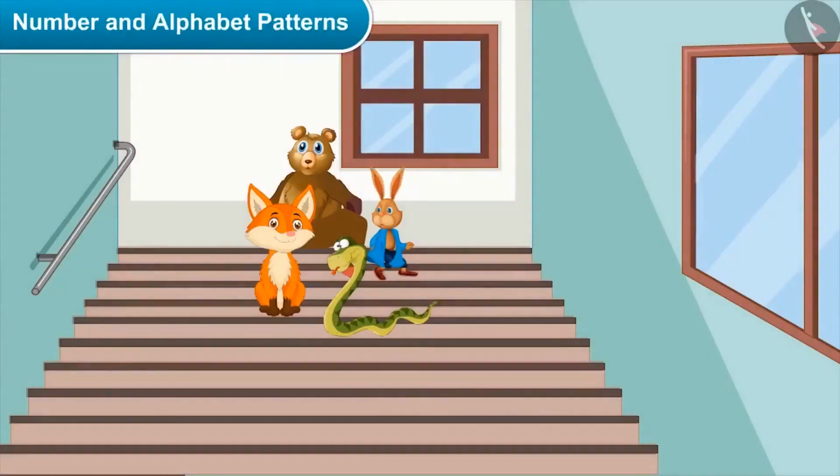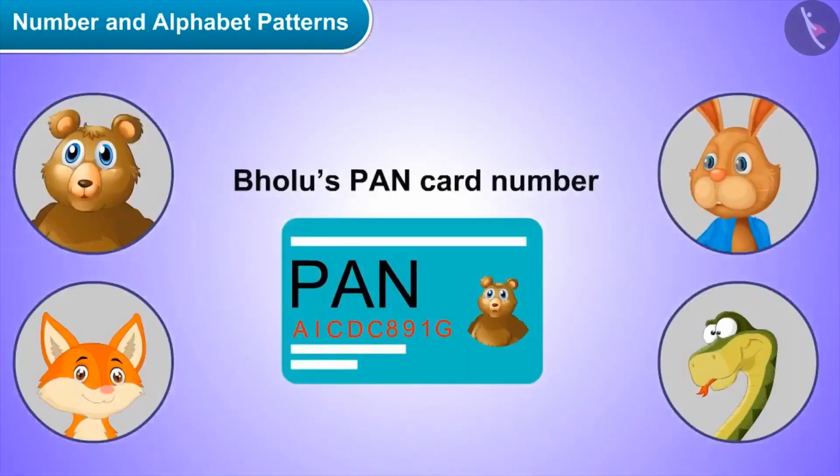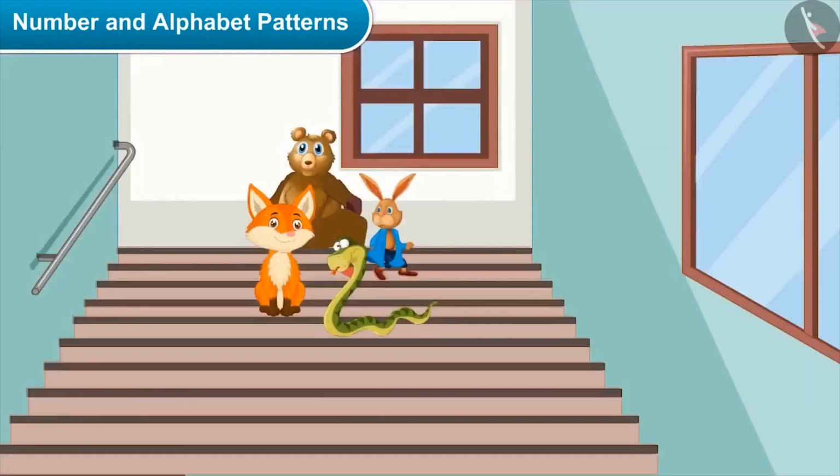Today, while giving my registration number, the officers there asked for my PAN card. Do you have a PAN card? Yes, see this. Your PAN card number is AICDC891G. One more pattern. Oh yeah. This pattern also contains numbers and alphabets in it. Yes, there are many such patterns around us based on many rules.